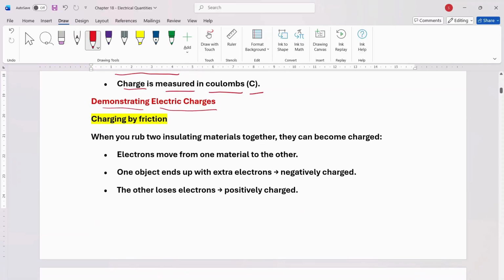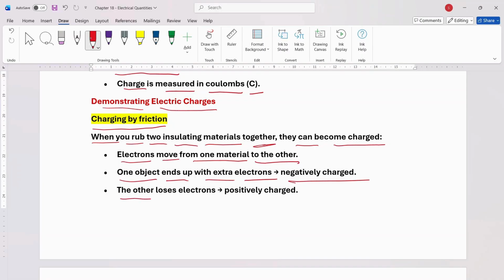Demonstrating electrical charges. Charging by friction. When you rub two insulating materials together, they can become charged. Electrons move from one material to another. One object ends up with extra electrons, negatively charged, and the other loses electrons, positively charged.